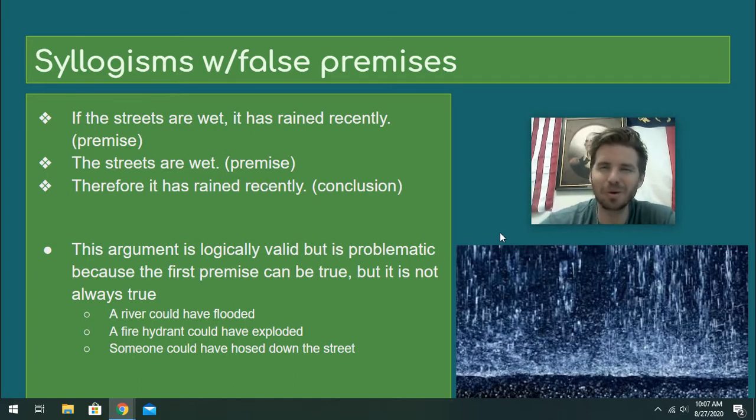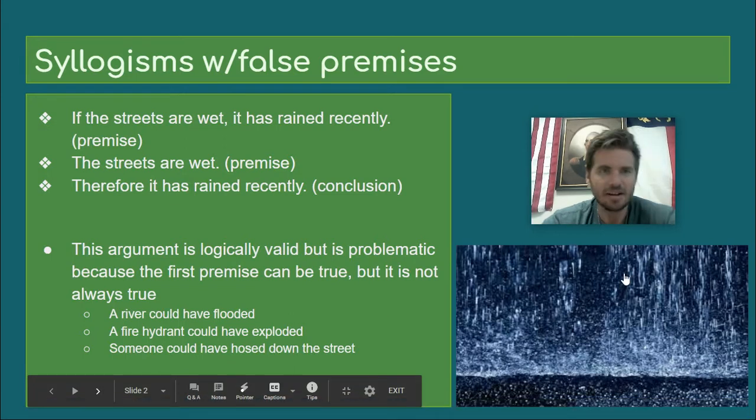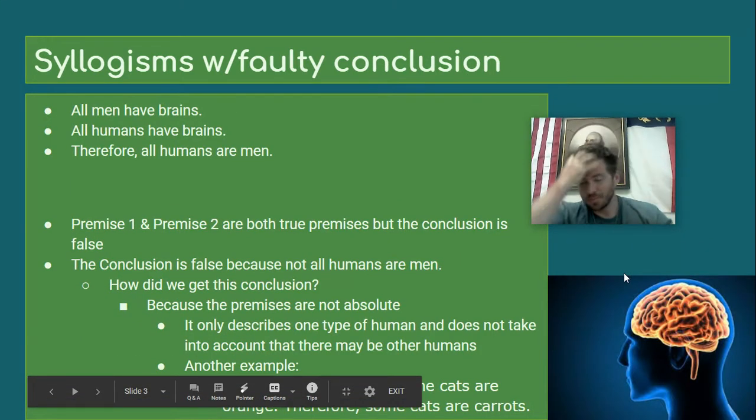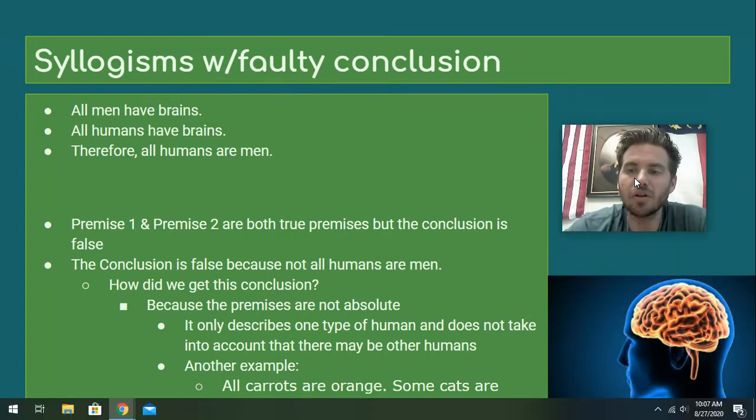Don't worry about getting caught up on all these technical terms. I just want you to know why it doesn't make sense. If you can see that something else could have happened instead of it raining, you're on the right track. I have to use these terms because that's what they're called, but this is an introductory course, and we're just trying to get you to understand some of these before we really worry about the vocabulary. So don't fret about that. All right, let's look at our next one: syllogisms with faulty conclusions.